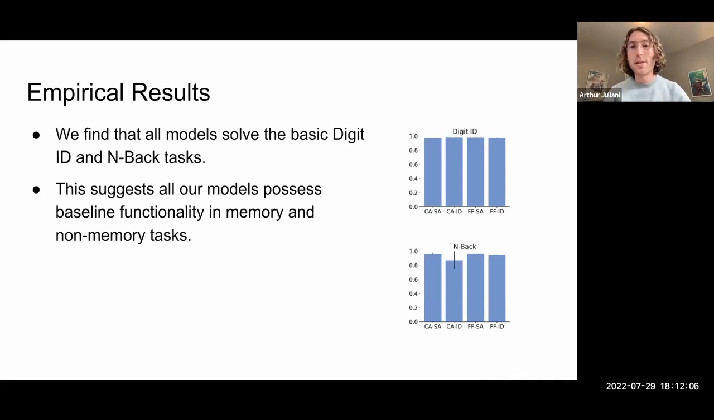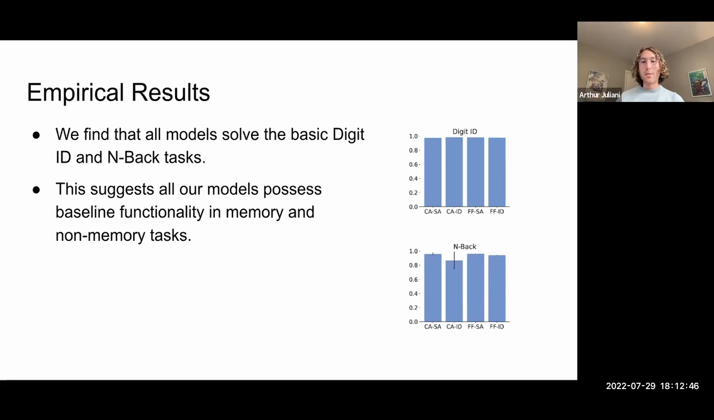So we trained each of these models multiple times over, and I'm happy to answer questions about the training procedure separately. But once we collected all the data, here are the results, and we have these graphs on the right. So 1.0 corresponds to optimal performance, so the correct action output for every time step of every trial. 0.0 is the opposite. The digit ID task, as expected, all of the model variants are able to solve it perfectly.